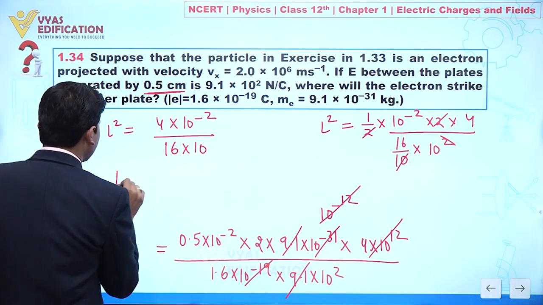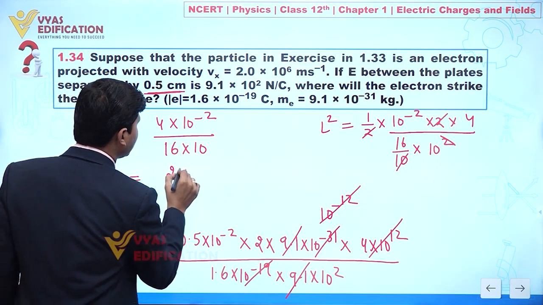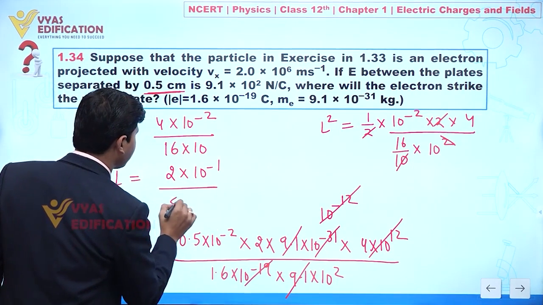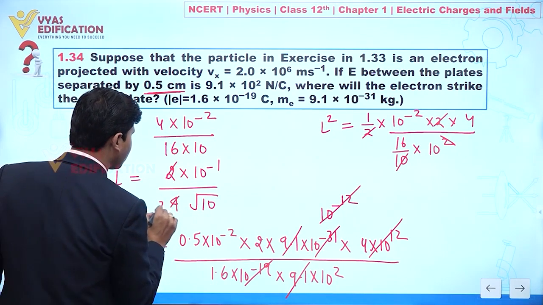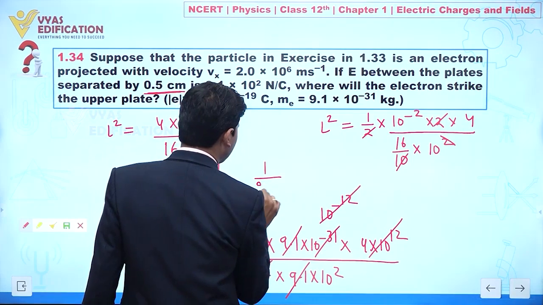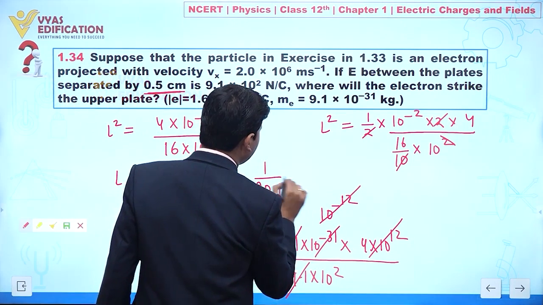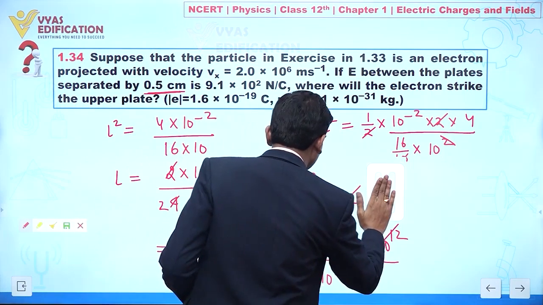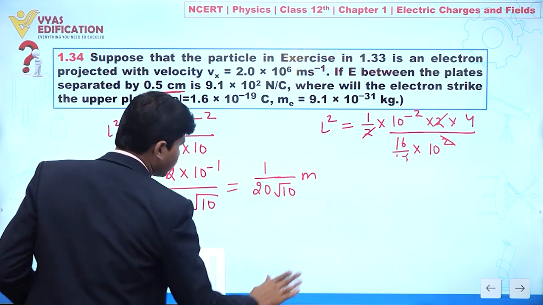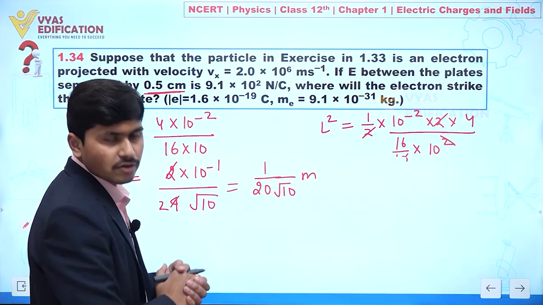So now if you take the square root, we can write 2 into 10 to the power minus 1 divided by 4 and under root of 10. Clear? So we can say this is 2. So from here we can say this is 1 by 20 under root of 10 meter. Clear? You can also calculate this in centimeter. Yes or no? Yes. Clear to you? So you can also calculate in centimeter.